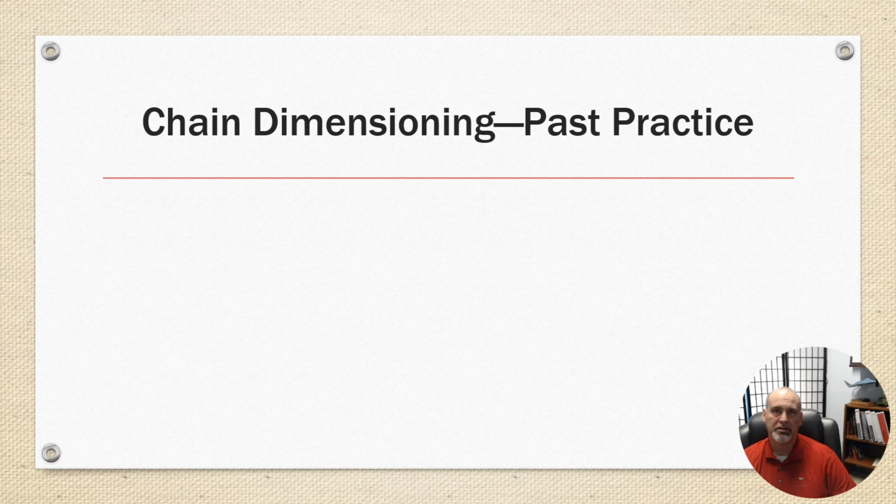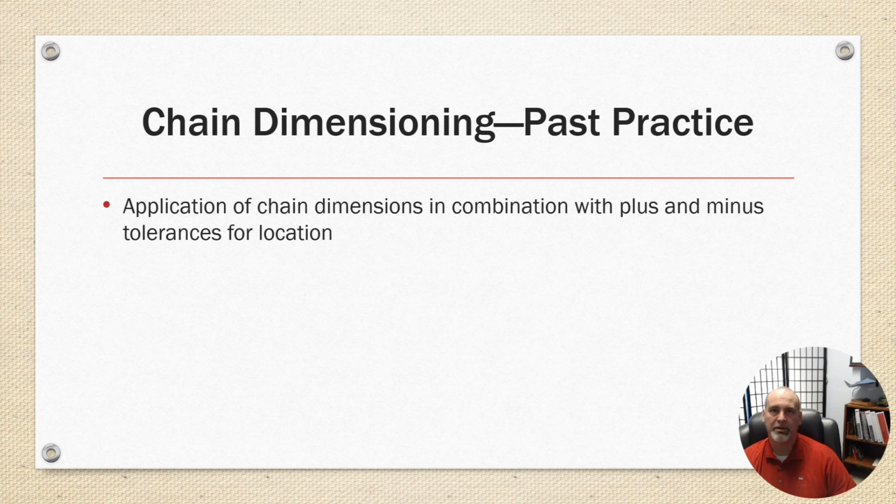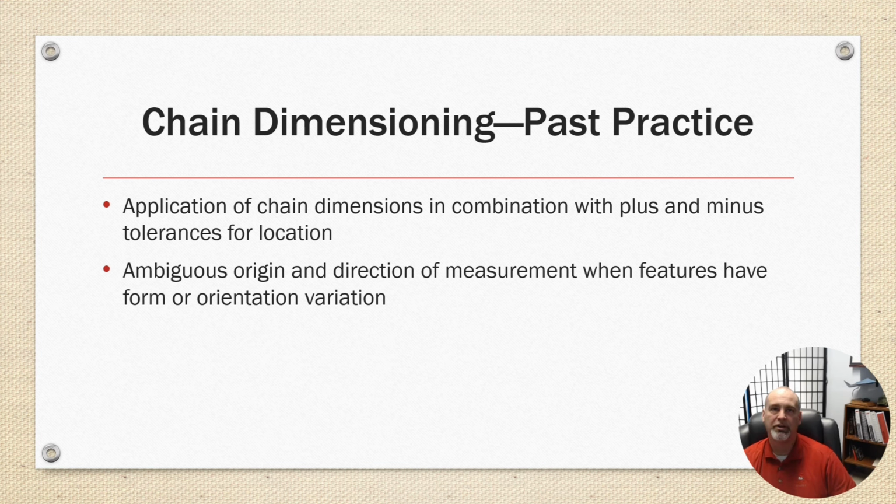Okay, chain dimensioning is also a past practice. It is the application of chain dimensions in combination with plus and minus tolerances for location. They are ambiguous in origin and direction of measurement when features have form or orientation variation. So they're kind of falling out of fashion, and it's not a good way to control the features.